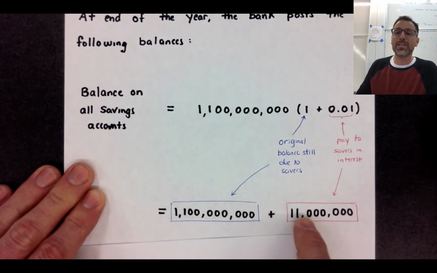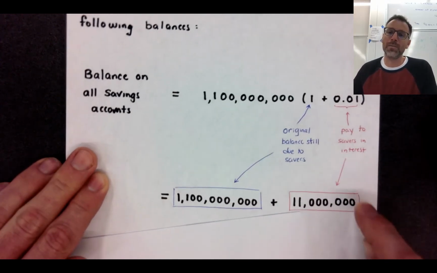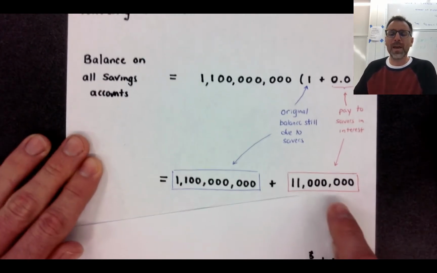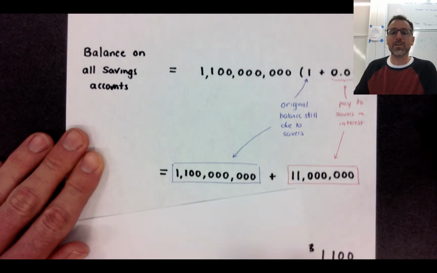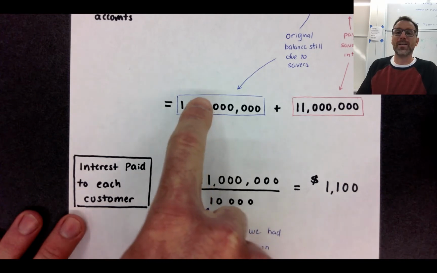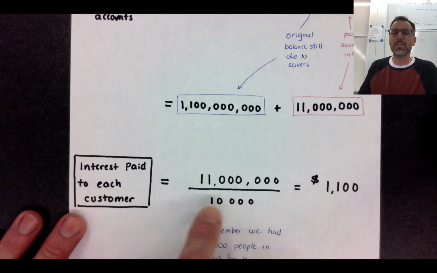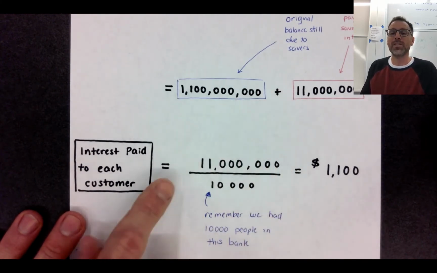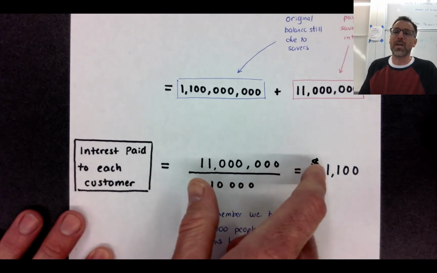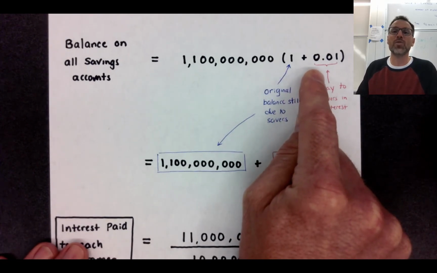$1,100,000,000 plus 1% means that we just move the decimal place over by 1. Move it over by 2. So 1, 2. And that would be $11 million, right? So the total amount of money that the bank has under management is this, and then this is what they owe customers, our 10,000 customers. You can think about how much interest per customer. Well, it's $11 million divided by 10,000 customers. That's $1,100 per customer. That's under the assumption that the bank only accrues interest once a year.